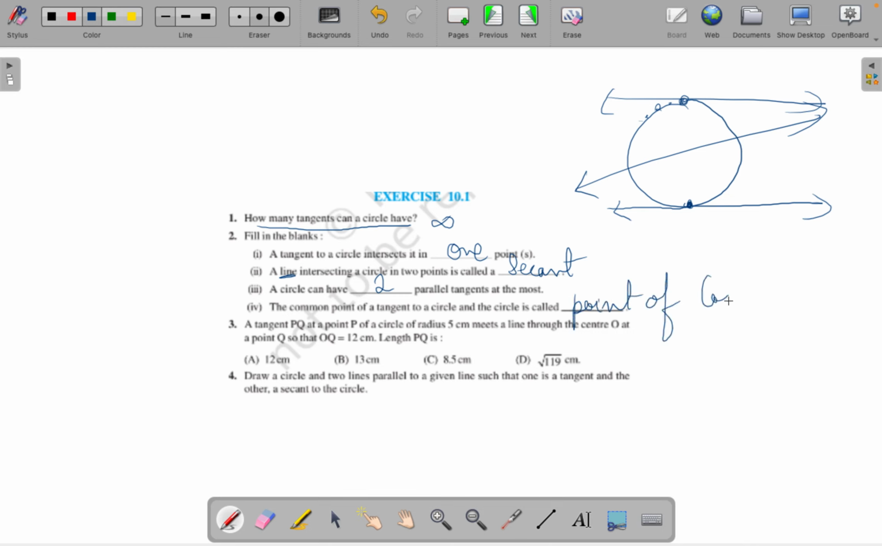Now let's do question number 3. Suppose there is a circle and there is a tangent PQ at P.